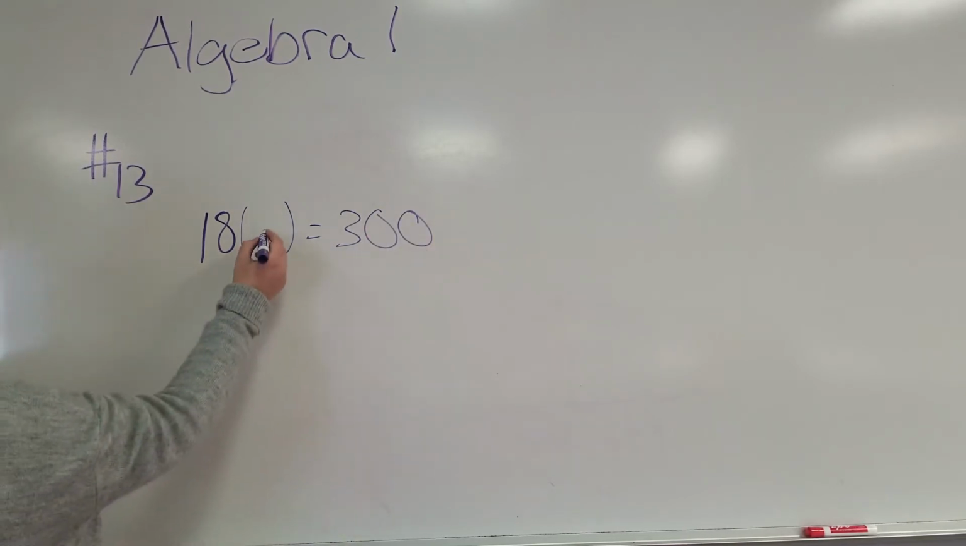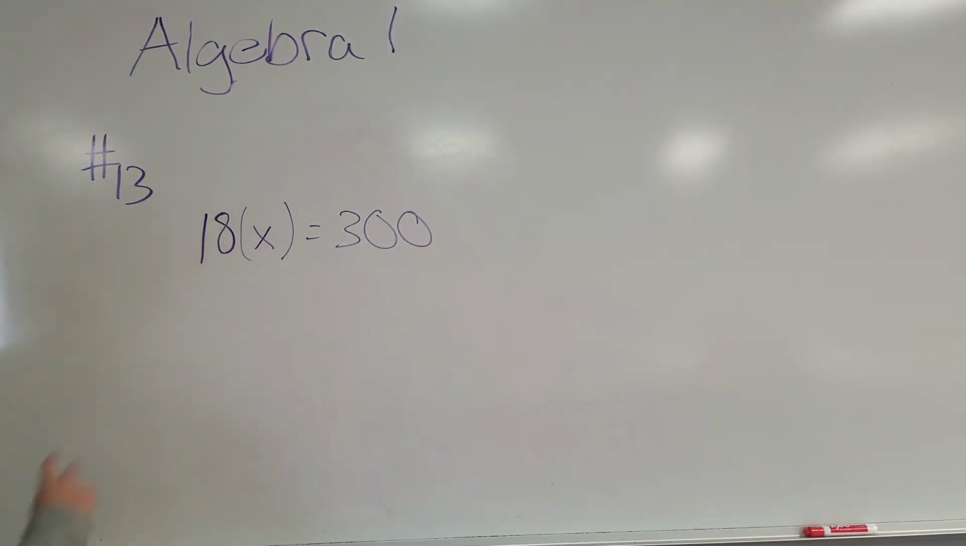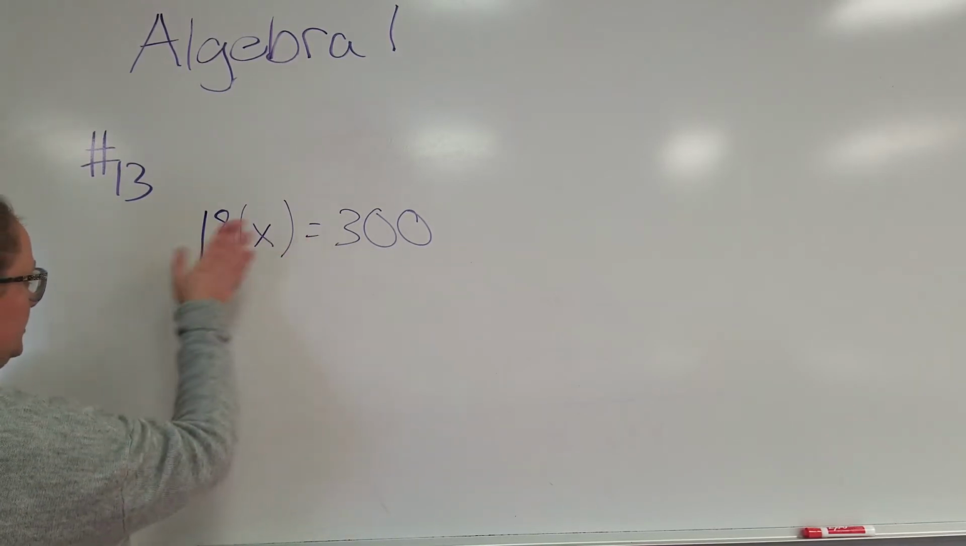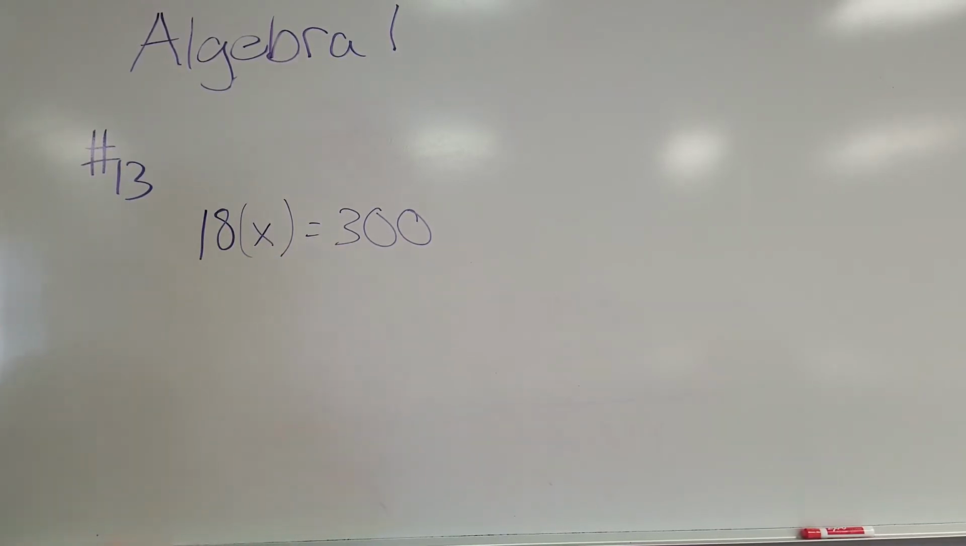All right, so this is what we're solving for, x. We want to know how many times, sorry, it's not a rate times time equals distance problem. It's just a simple division problem. 18 times what equals 300? So just take 300 divided by 18 and you'll have your answer.